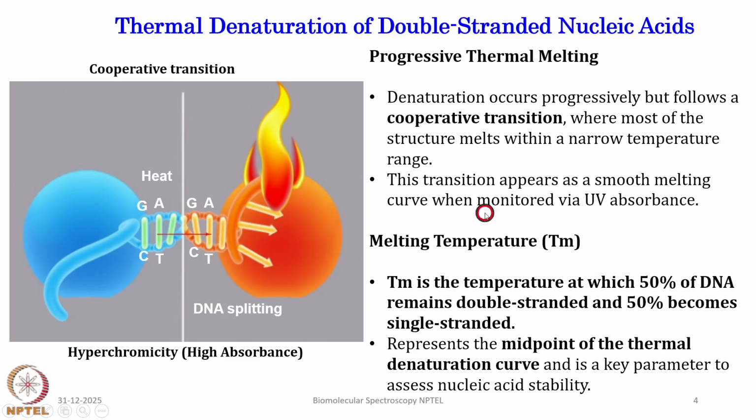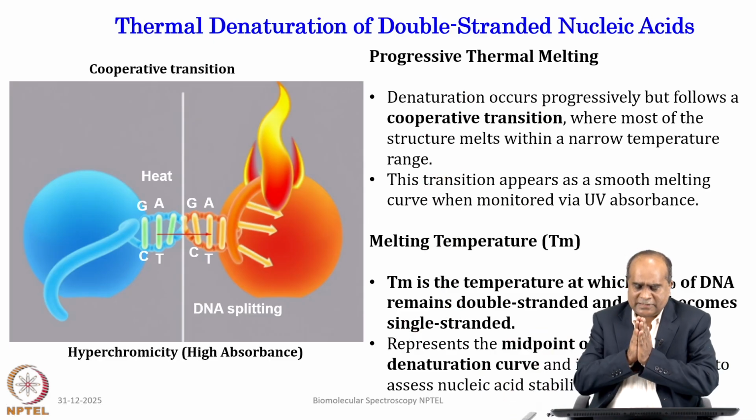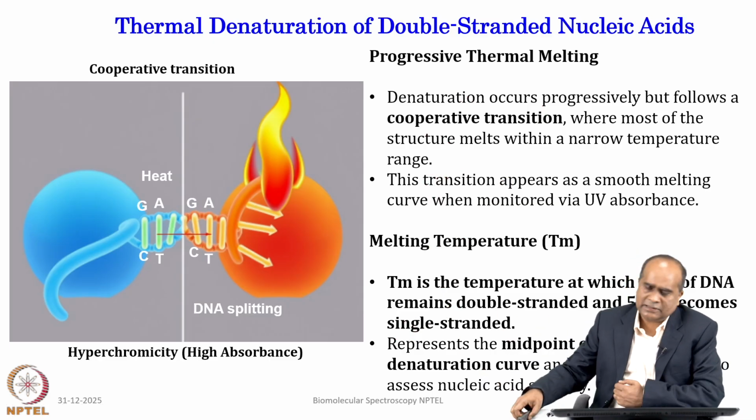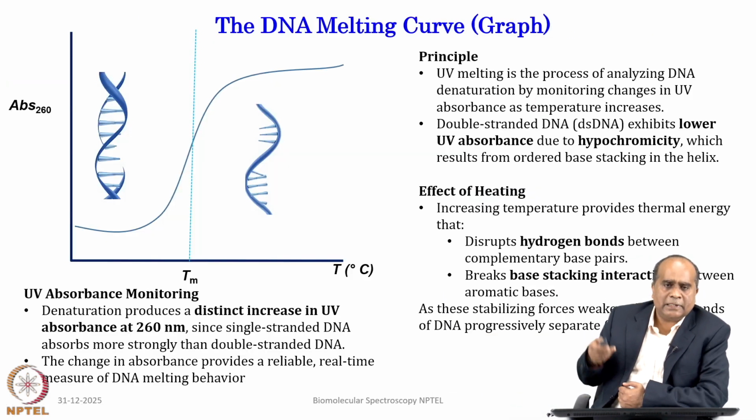Right. So, Tm is the temperature at which 50% of DNA remains double stranded and 50% becomes single stranded, right. So, this represents the thermal midpoint of the denaturation curve, and this is one of the key parameters used to determine the midpoint of the thermal denaturation. So, where 50% is double stranded and 50% is single stranded, that is the Tm, right.